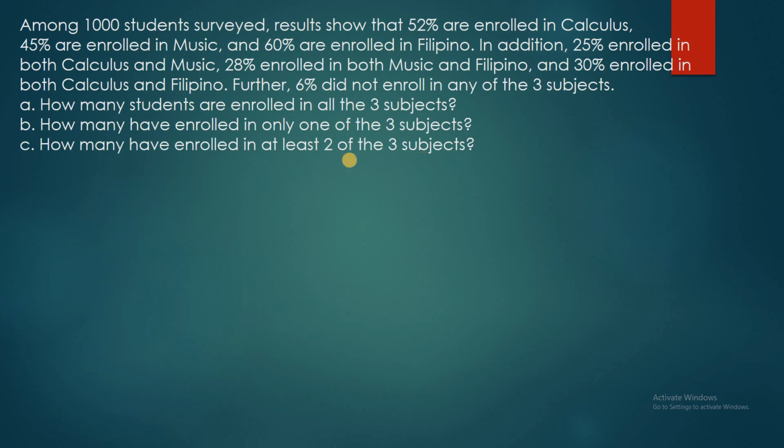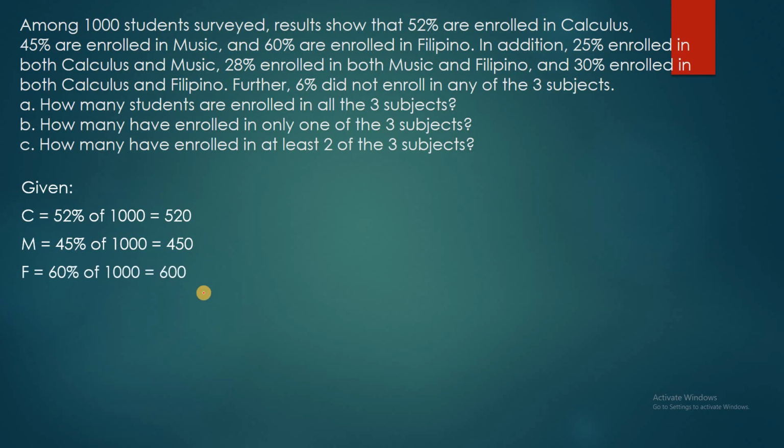So in any math problems, we always start with the given, and we start with the first sentence. So we have a total of 1,000 students, and for calculus, we shall name this as set C, and there should be 52% of 1,000, which is exactly 520. So set C for calculus, and then music, that would be our set M, and 45% of 1,000 should be exactly 450. And then Filipino, this would be our set F. 60% now of 1,000 is exactly 600.